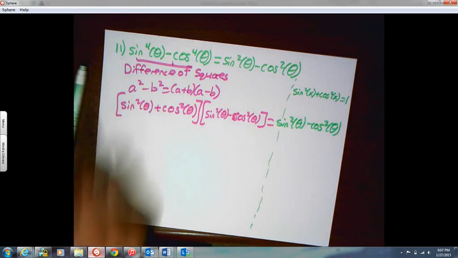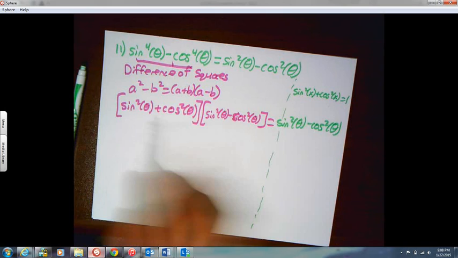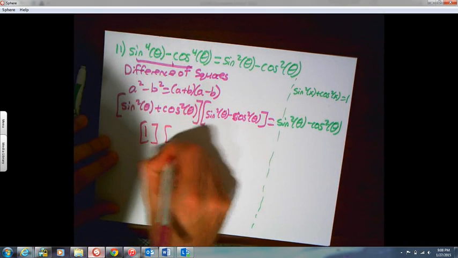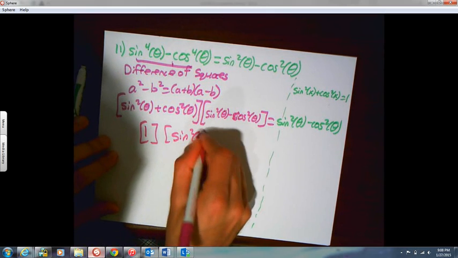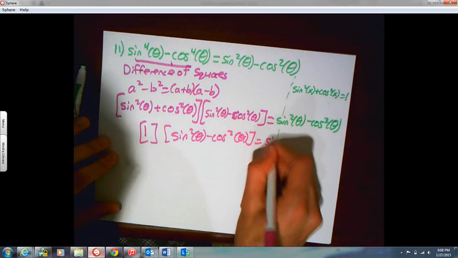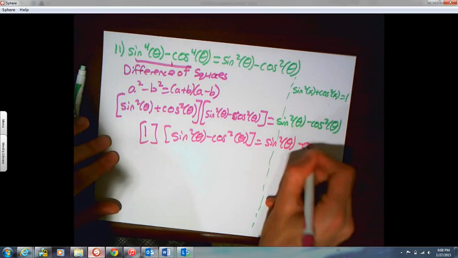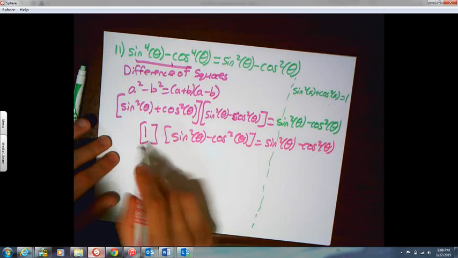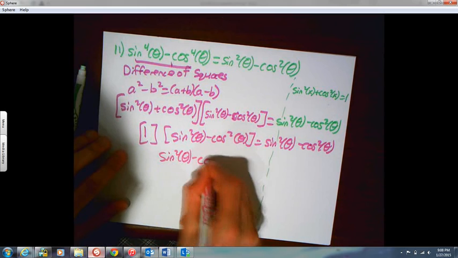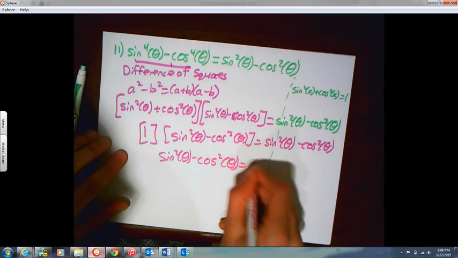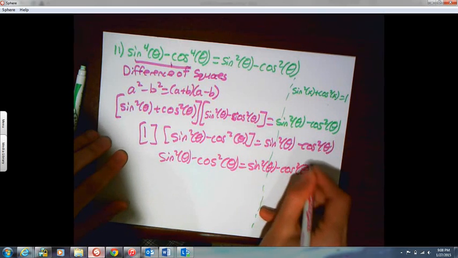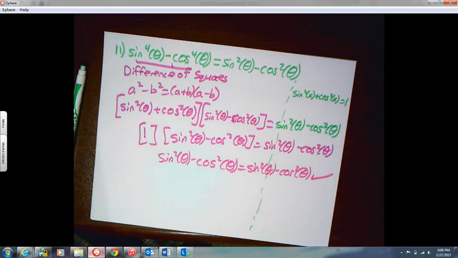I now use my identity, sine squared plus cosine squared equals 1, so I've got 1 times sine squared theta minus cosine squared theta equals, again, remember, we haven't done anything to the right side. This is proof. We only work with one side of the equation. 1 times anything is itself, so I've got sine squared theta minus cosine squared theta equals sine squared theta minus cosine squared theta. And there we go, and that is the proof for problem 11, level 4.